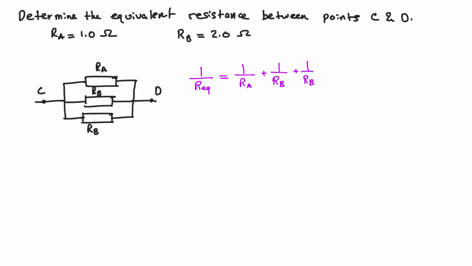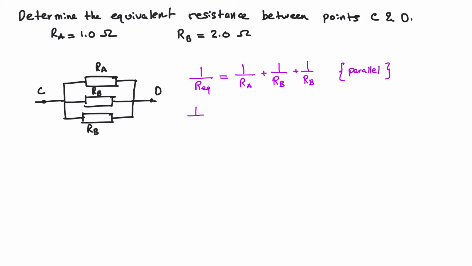In a parallel circuit, 1 over R equivalent is going to equal 1 over R1 plus 1 over R2 plus 1 over R3 plus all the way to however many resistors you have. So I'm just going to write here that I'm using this equation because they are in parallel, and that's all I need to really show.